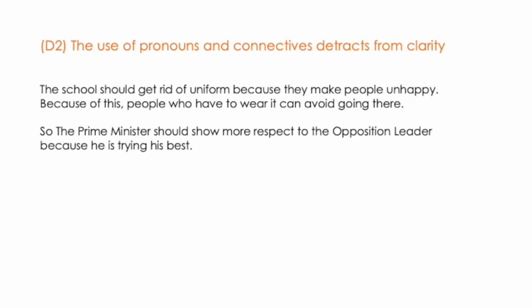The rest of this sentence reads, the school should get rid of uniform because they make people unhappy. Now when you say they in this sentence, it's not clear whether you're talking about the school, which is the opening function of the sentence, or the uniform, which is the most recent thing you've talked about. The general rule in pronouns is that they often refer back to either the subject of a sentence or the most recent noun. But you can see that it's not an exact science, and we can get a little bit confused in sentences like this.